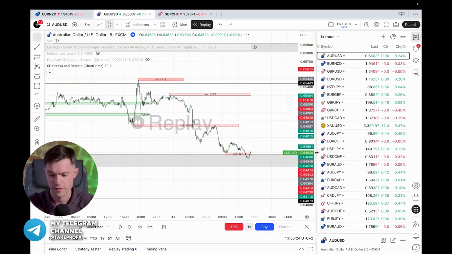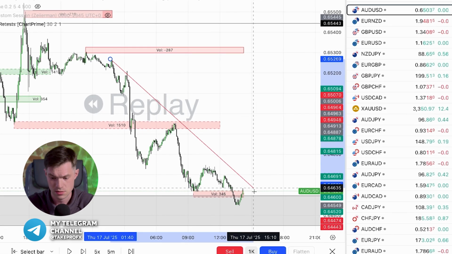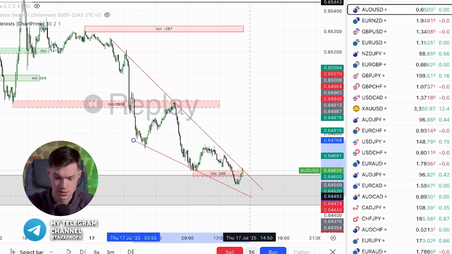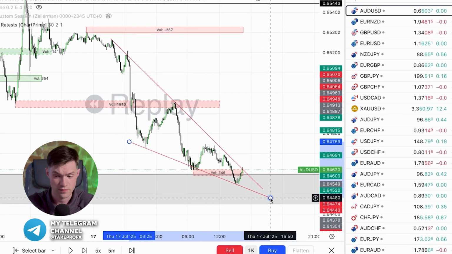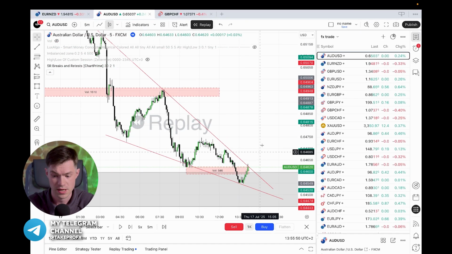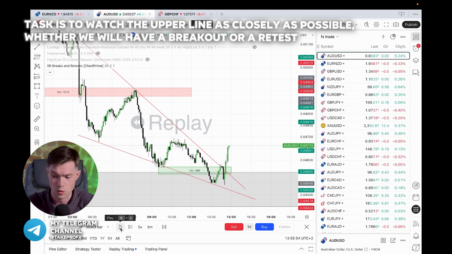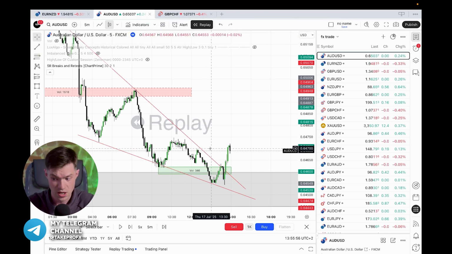I switched to the 5-minute time frame in order to determine the possible reasons for the market's reversal. But here we can simply draw trend lines, such as this line at the top, and let's say this line at the bottom. It already looks like a falling wedge in its structure. So our task is to watch the upper line as closely as possible, whether we will have a breakout or a test. So as we can see, we have a breakout.